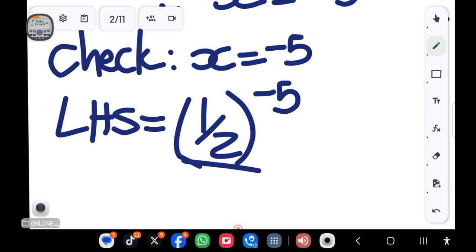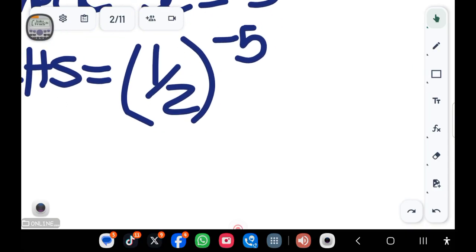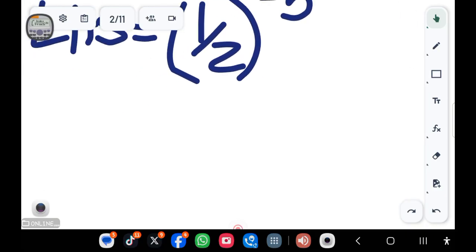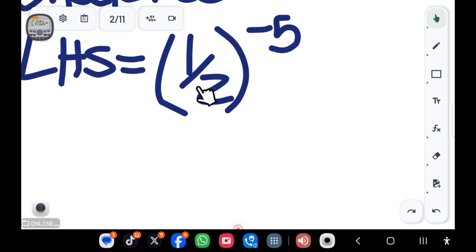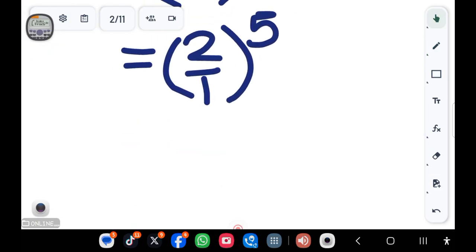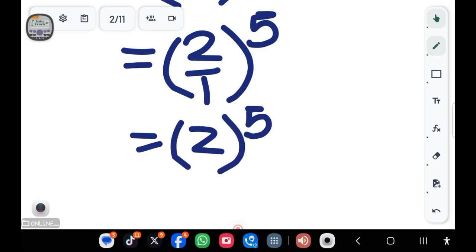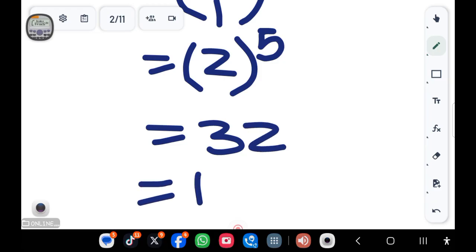Now, when we have this, according to the laws of exponents and your fractions, when you have this scenario, in order to make your exponent positive, you switch the order of the numbers inside the bracket. So that becomes 2 over 1, to the power of a positive. Now we know that 2 over 1 is simply equal to 2. So that will be 2 to the power of 5. And 2 to the power of 5 is equal to 32, which is equal to the right hand side.